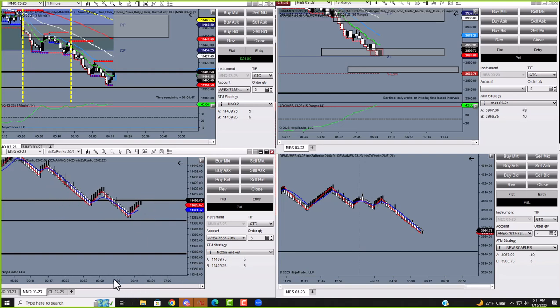So this in and out trade isn't a long-term hold trade. The in and out trade would be for the counter-trend trades. You pop them in, you take them.